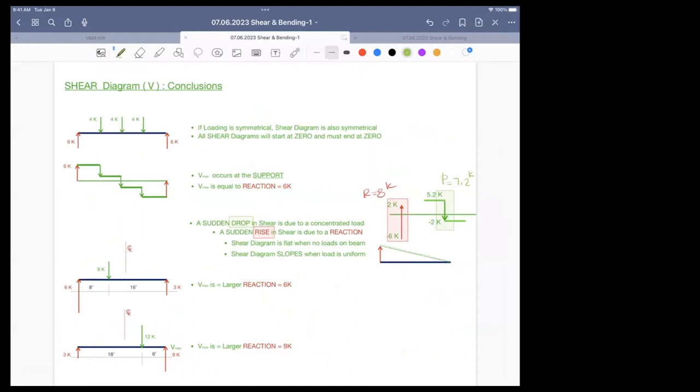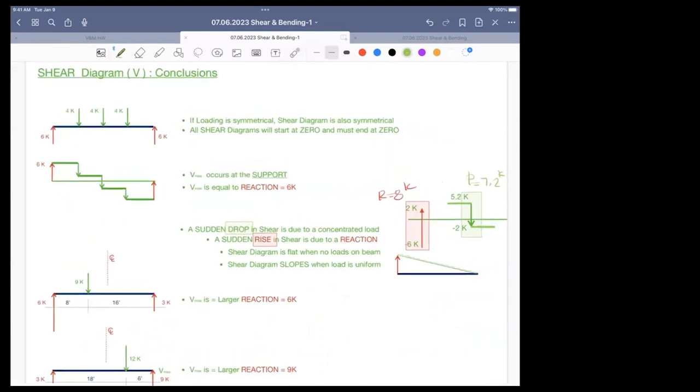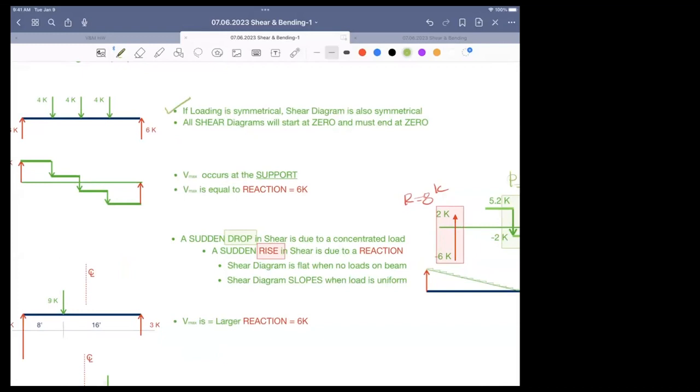I'm much more interested in figuring out what this stuff is for than the actual mechanics, because on the ARE, it's much more conceptual than actual minutia. So if the loading diagram is symmetrical, then your shear diagram must be symmetrical. All shear diagrams will start at 0 and end at 0. Otherwise, something's wrong. Maximum shear occurs at the support.